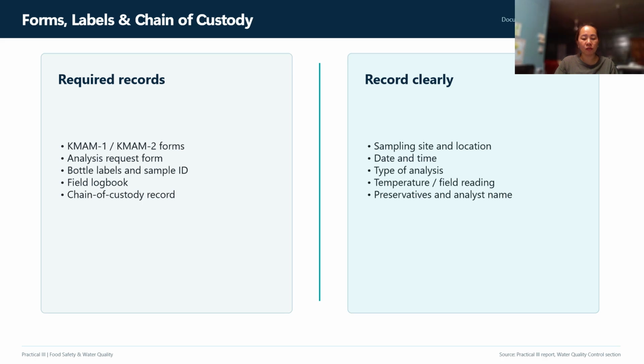For forms, labels, and chain of custody, proper documentation is very important to prevent sample mix-up. The required documents include the Kemam 1 and Kemam 2 forms, analysis request form, bottle label and sample ID, field logbook, and, like I said before, the chain of custody record. Good documentation ensures that every sample can be properly traced from the sampling site until the laboratory.